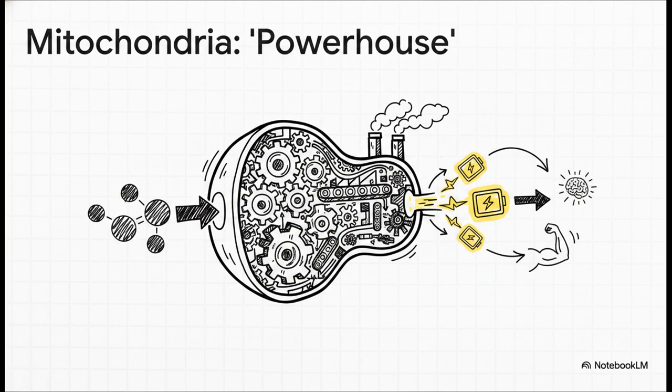And now, the powerhouse. The mitochondria are the power plants of our cell city. This is where the magic happens. They take food molecules and convert them into ATP, which is the universal energy currency for pretty much everything the cell does. It's pure energy. That's why cells that do a ton of work, like your muscle cells, are absolutely jam-packed with mitochondria.